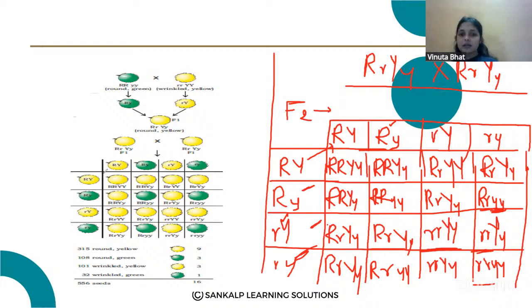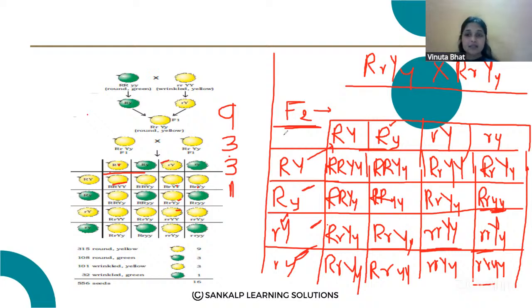So just check this checkerboard also. Here, 9 round yellow seeds are produced, which are having the capital R and capital Y in their combination. They are the round yellow seeds. Here you can see total 9 round yellow seeds are produced, and 3 round green seeds, and 3 wrinkled yellow seeds, and 1 wrinkled green seed is produced. So the combination is 9 is to 3 is to 3 is to 1. So this is the F2 generation of the dihybrid cross.